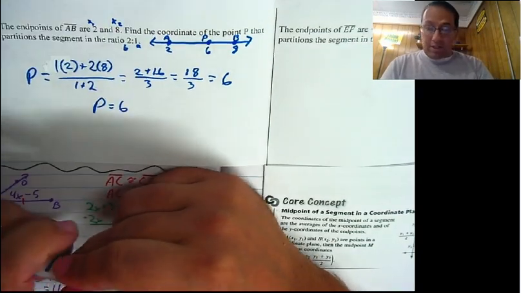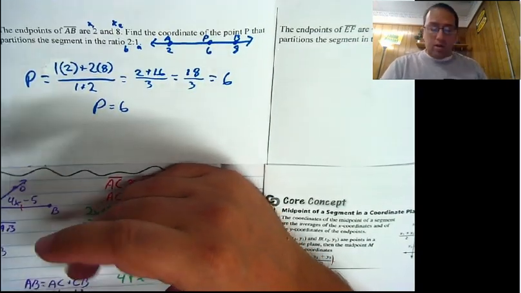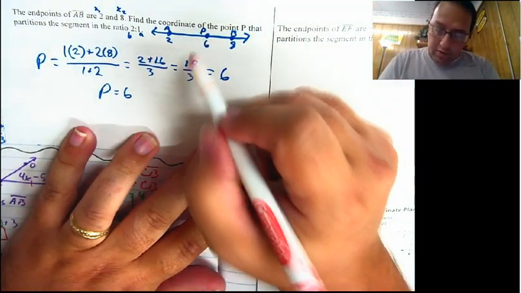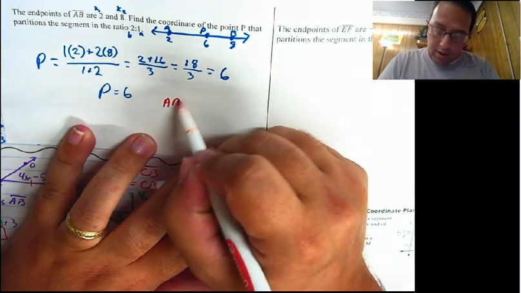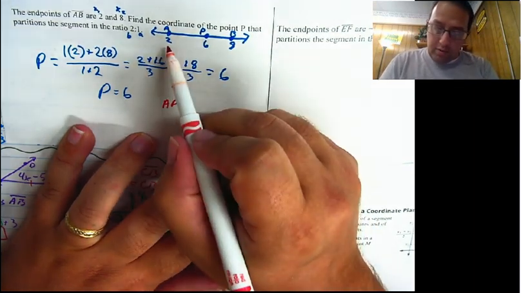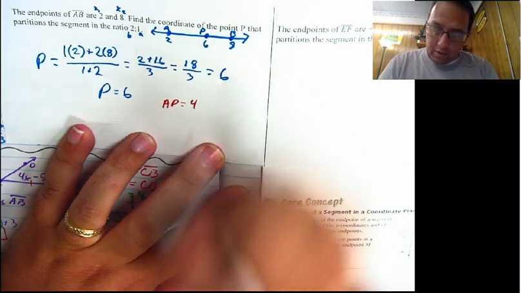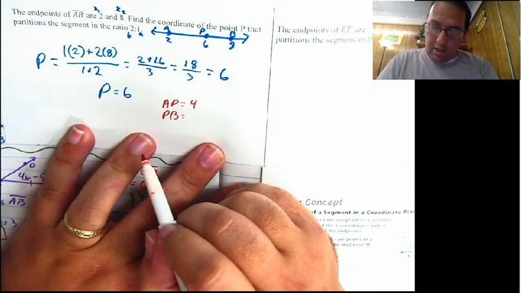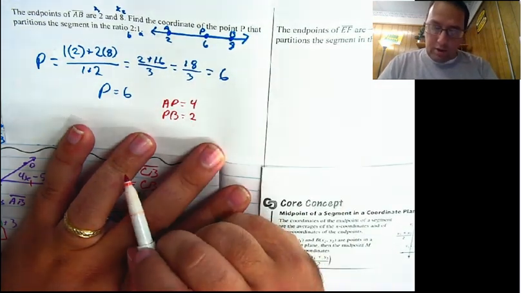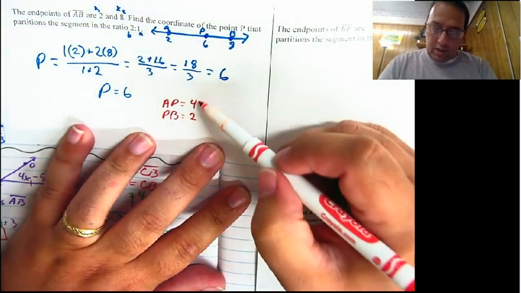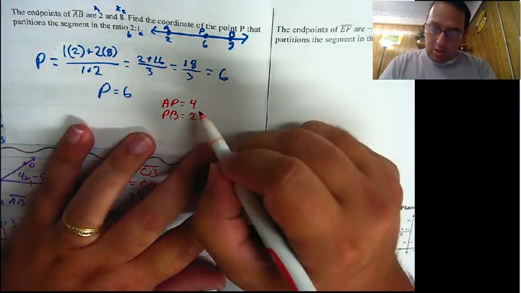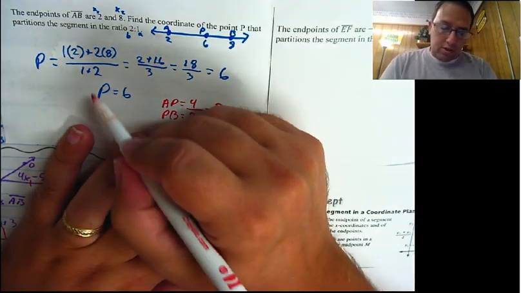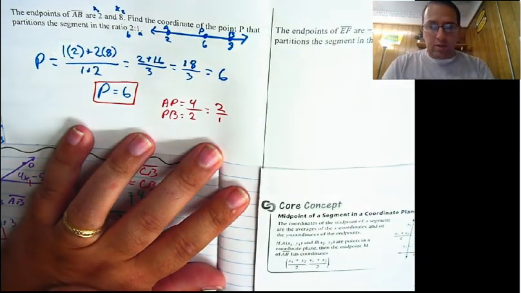Now, if we look at this to check it, all right, let's check this. The distance of AP, right? AP has a length of, well, from 2 to 6, that's a length of 4, right? PB has a length, well, from 6 to 8 has a length of 2. Is this 2 to 1? Is 4 2 times that? Yeah, so we put in the ratio, and this does equal 2 over 1. So we're good. P equals 6.